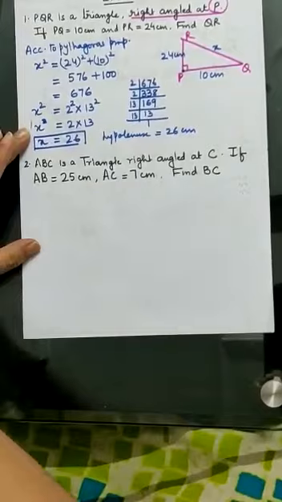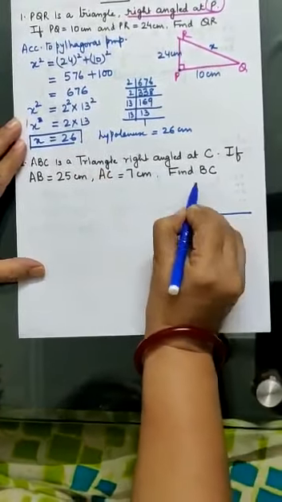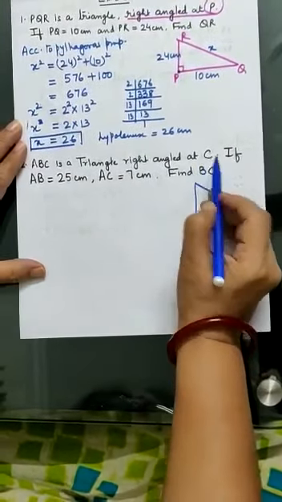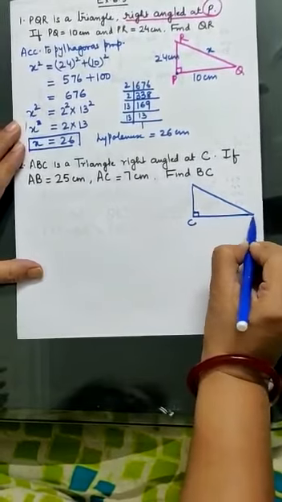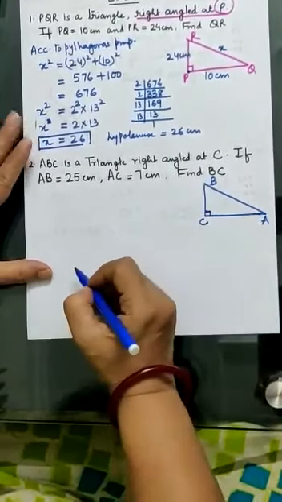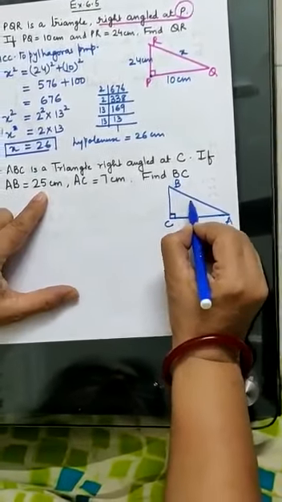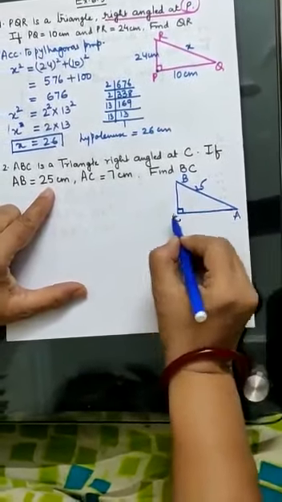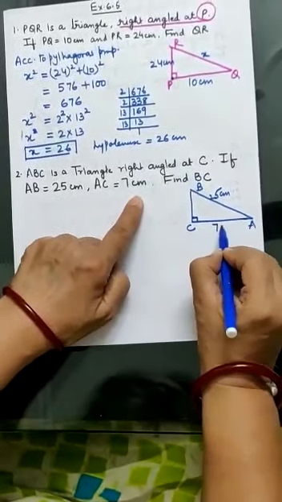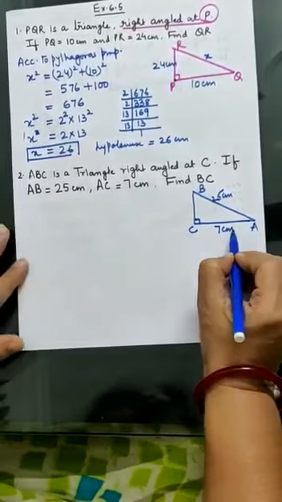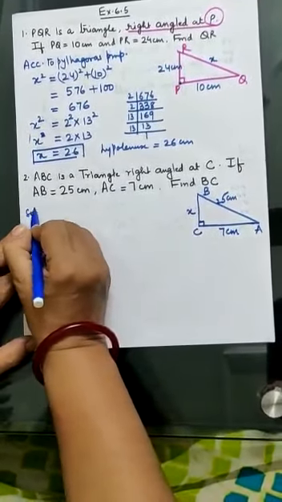Now coming to the second question. ABC is a triangle right angled at C. So you make a right angled triangle and it is right angled at C, which means you write C here where the right angle is formed, and here A and B. Right. Now what is AB? AB is given 25 centimeters and AC is given 7 centimeters. We have to find out BC. Let us assume this as X.